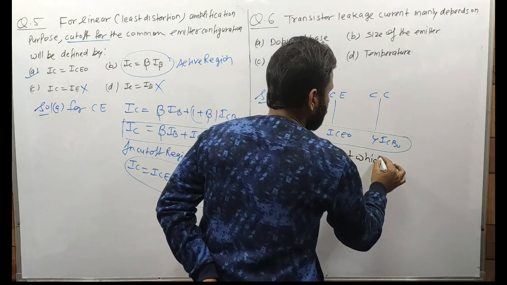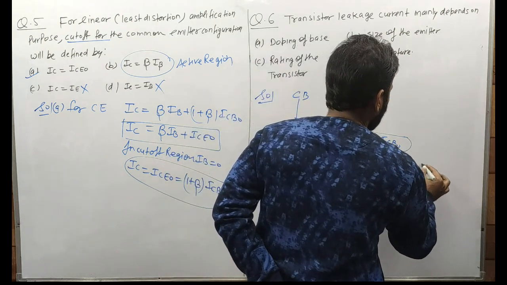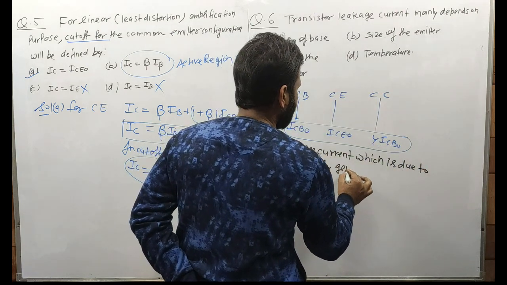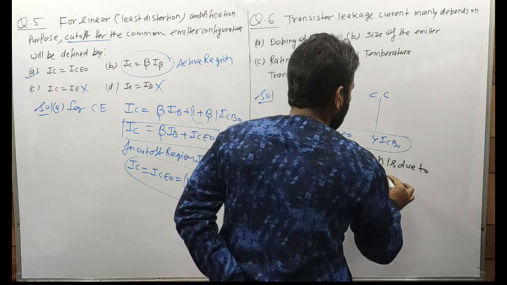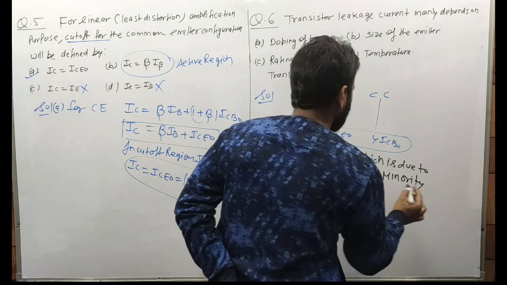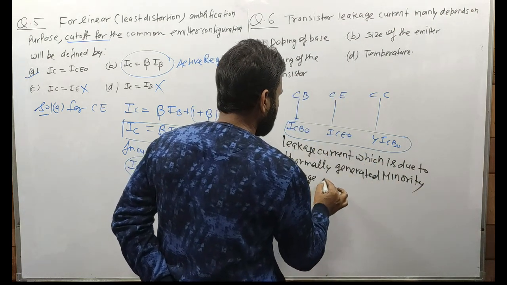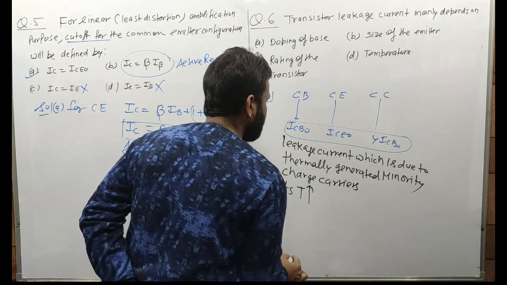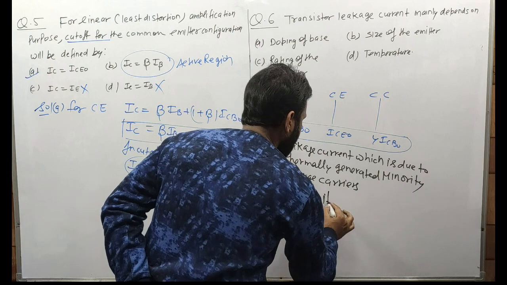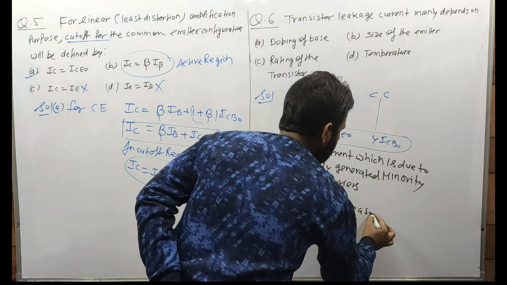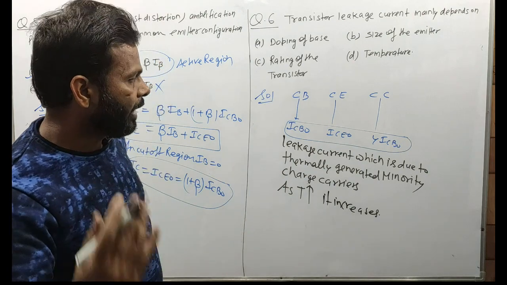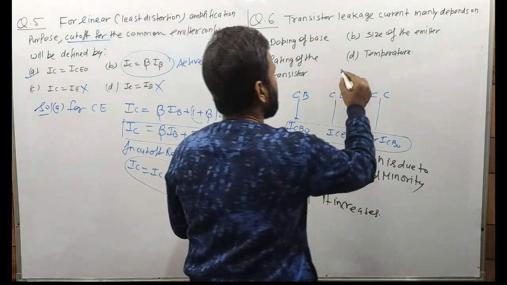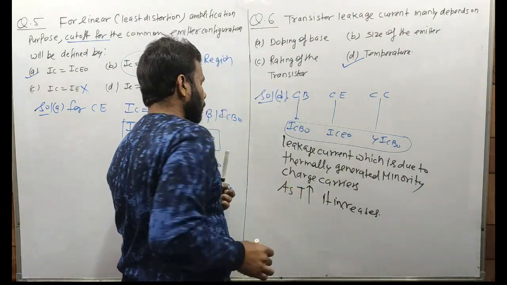which is due to thermally generated minority charge carriers. As temperature increases, it increases and for every 10 degree rise in temperature this current becomes double. क्लियर है? सो इस क्वेश्चन का जो करेक्ट आंसर होगा वो बिल्कुल सही क्या होगा? डी होगा. क्लियर है यहाँ तक?